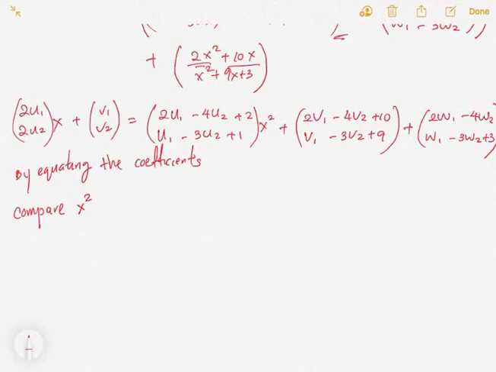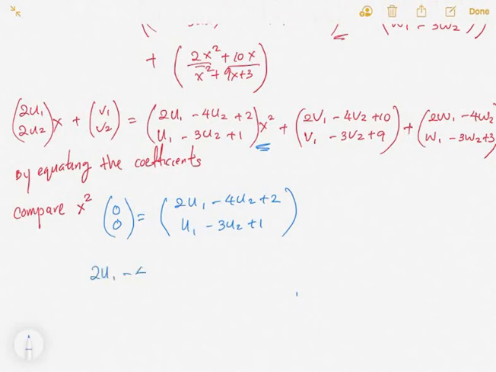So if you compare x squared, this refers to here. You have x squared, but the left hand side doesn't have it. So when you don't have, you put 0, 0. And the right hand side is 2u1 minus 4u2 plus 2, and then you have u1 minus 3u2 plus 1. From here you can have two equations. That is 2u1 minus 4u2 equal to negative 2. So this is equation number 1.